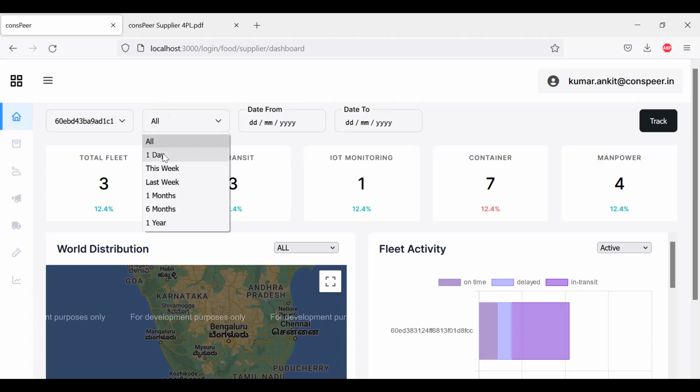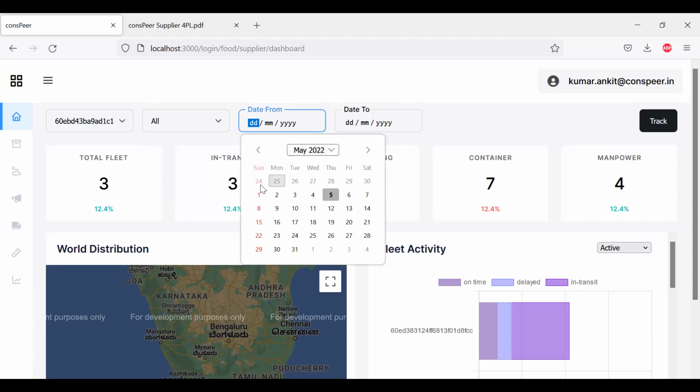So one day is like from today, one day, last one day. This week means this week, last week, after this week. So 1 month is like from now, 1 month ago, 6 months from now, 6 months ago, 1 year from now, 1 year ago. And then there is the date, where you can keep filters of date from where to where.